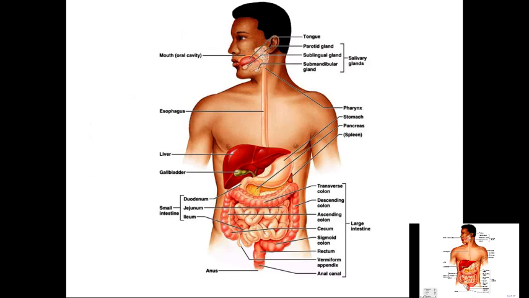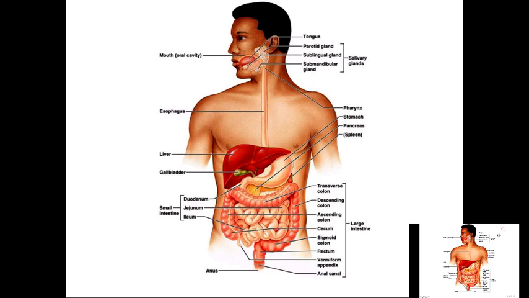So let's go through some of the basic anatomy here. So we do have the lips, which are used to manipulate food and bring food into the mouth. We have the tongue. And let's think of some of the cranial nerves that are involved with the tongue. We have cranial nerve 7, which is the facial nerve. And that's for sweet, sour, and salty for the tongue.